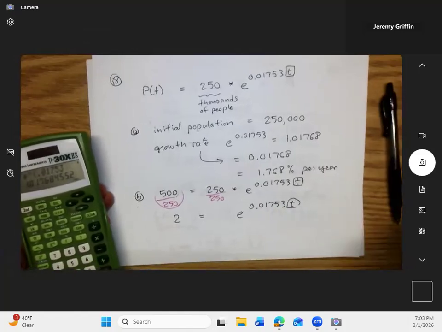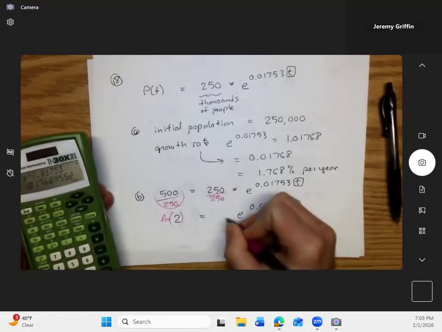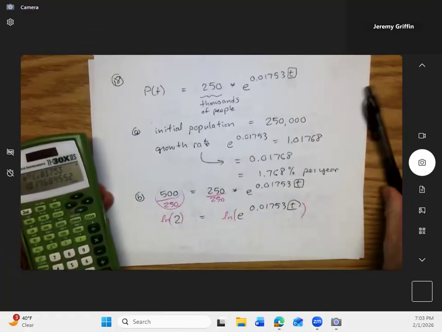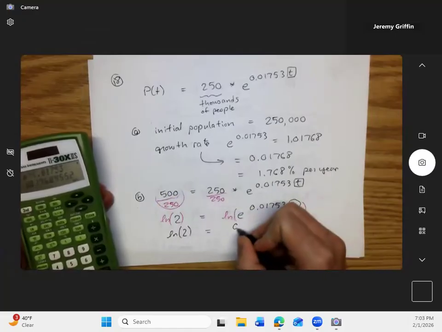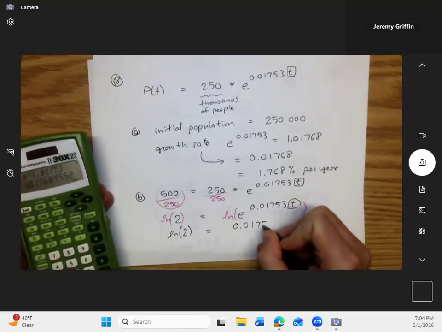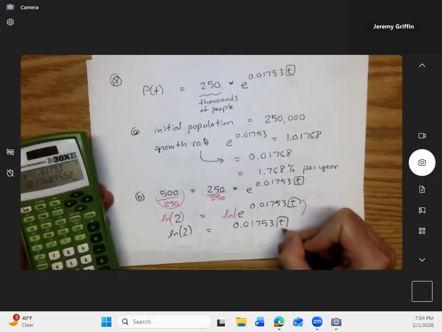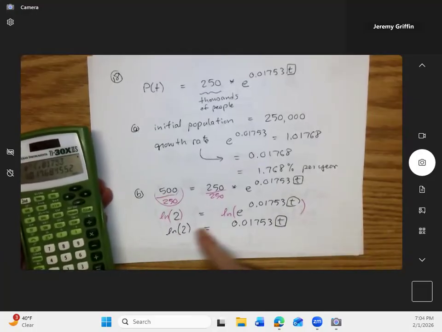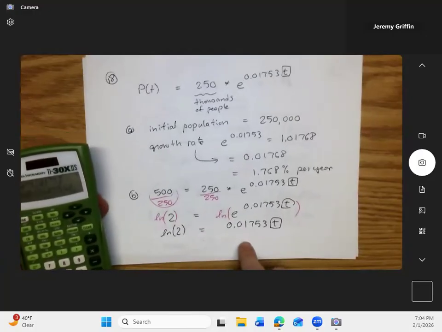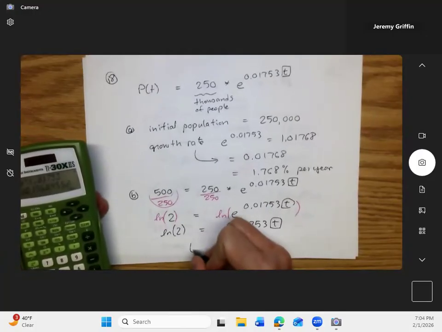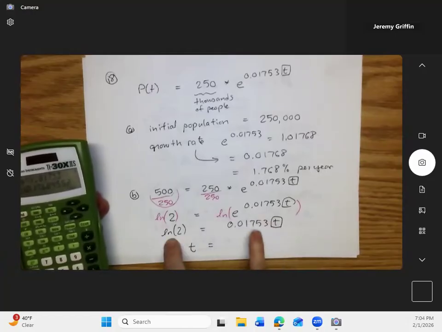Okay. Take natural log of both sides. And now I have natural log of 2 is equal to 0.01753t. Right, the t is no longer in a superscript. Now it's down on the same level as everybody else. Divide both sides by its coefficient, which we've done a ton of times, and I've got just enough space on the paper to write the answer.